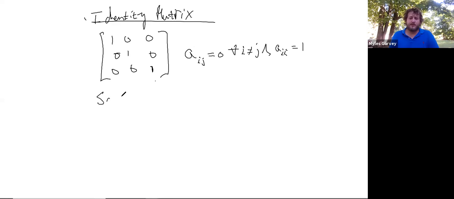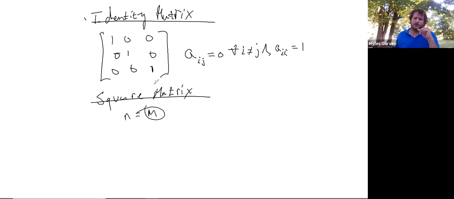By the way, there is this idea of a square matrix, which we work with quite frequently. The square matrix is one where the number of rows is equal to the number of columns. So moral of the story, the same number of rows as columns. And we work with square matrices quite frequently.